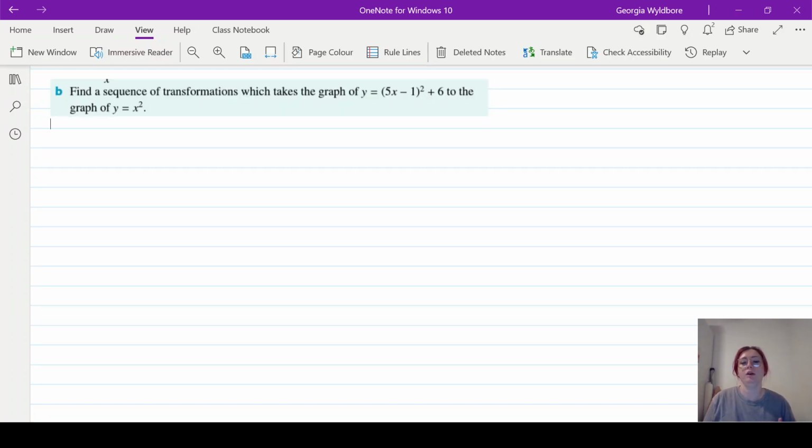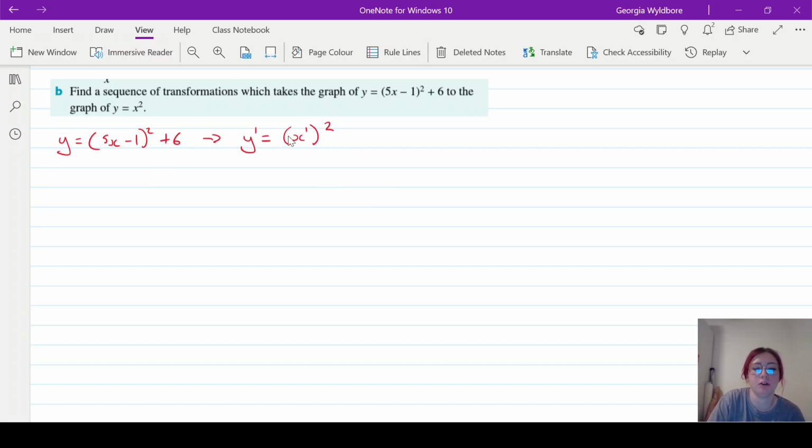So one last example here, a little different to what you might expect. Normally we'd be thinking of taking our base function like y equals x squared, y equals root x, one of those, and transforming it. Whereas here we've said that y equals (5x minus 1) squared plus 6 is our original equation, and we want to know how you would transform it to get to y equals x squared. So y equals (5x minus 1) squared plus 6 is going to map to y dash equals x dash squared.